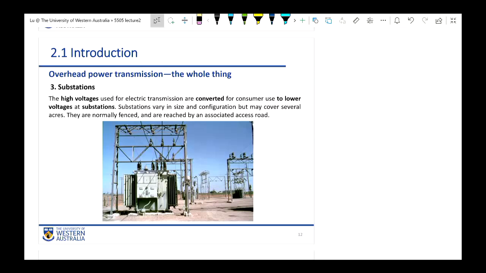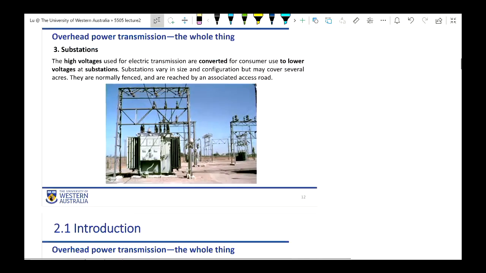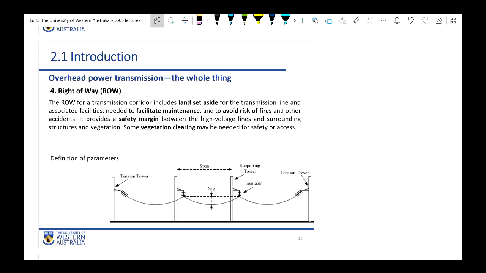Got that? Okay. I don't want to go into details of this one. It's pretty general. Okay, and here is the side view of the transformation system.